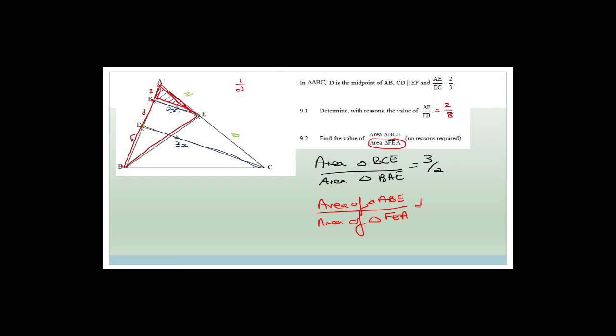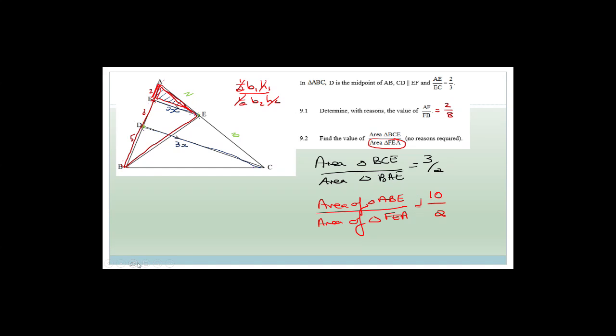Again, it's a half base one height one over half base two height two. So halves cancel. This is all part of the big triangle, so they've got the same perpendicular height. We're just looking at a ratio of their bases. So the base of ABE is 2 + 3 + 5, which is 10, over the base of little AFE, which is just 2.